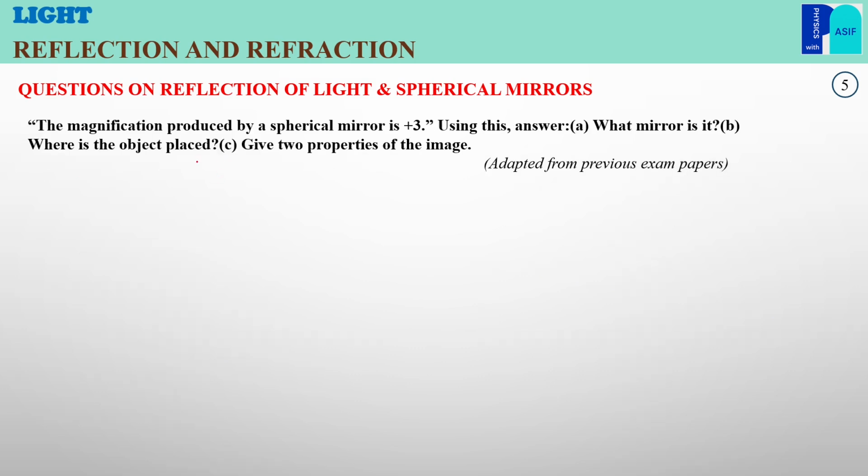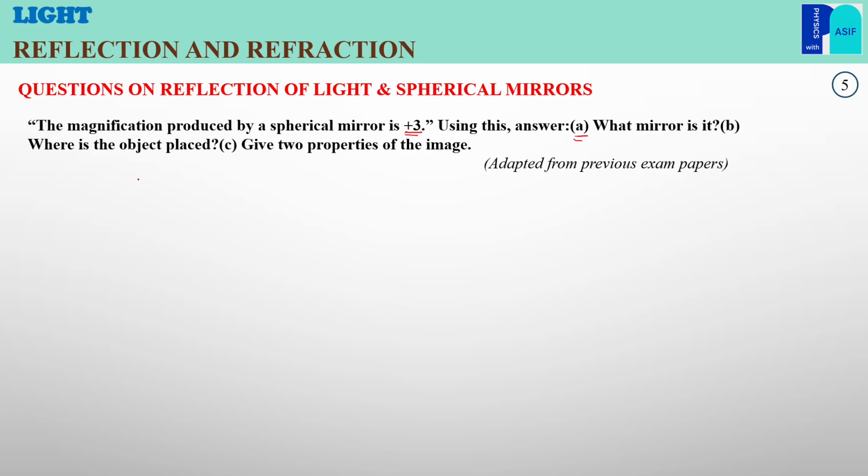The next question: the magnification produced by a spherical mirror is +3. So using this, answer: A, what mirror is it? B, where is the object placed? C, give two properties of the image.